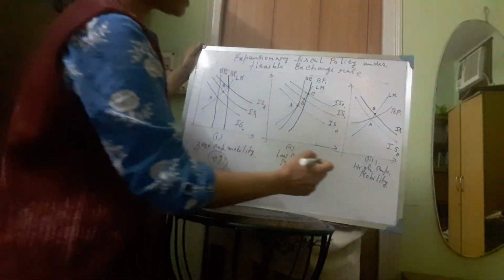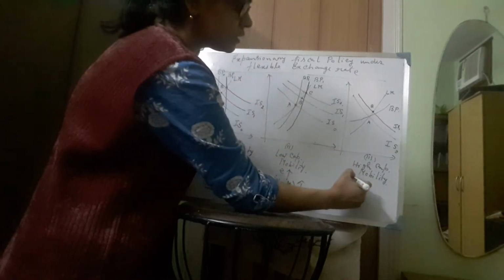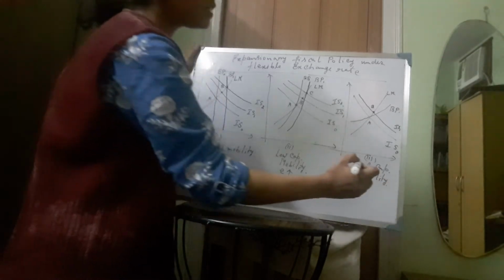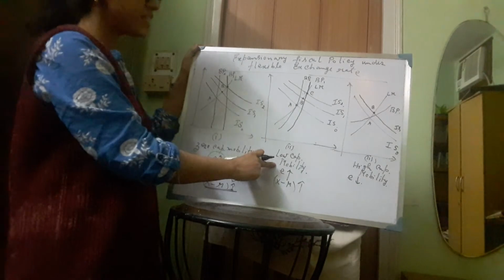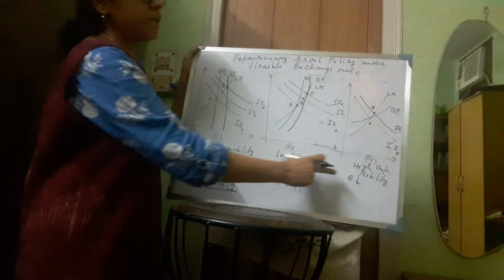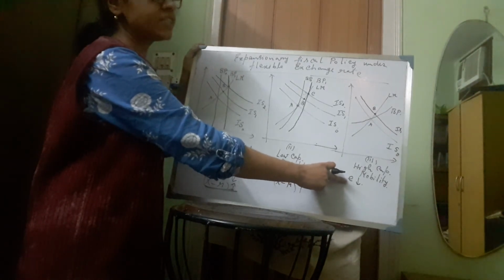Now when we have a BOP surplus, under the flexible exchange rate regime, when there is a surplus in the balance of payment, then the nominal exchange rate falls. So that means there is appreciation of the home currency. In the two earlier cases there is depreciation, so that is why E is rising. But here it will be the appreciation of the home currency, and as a result the nominal exchange rate will fall.